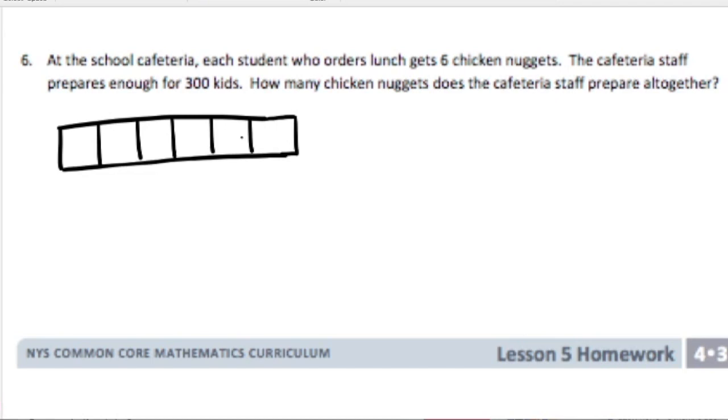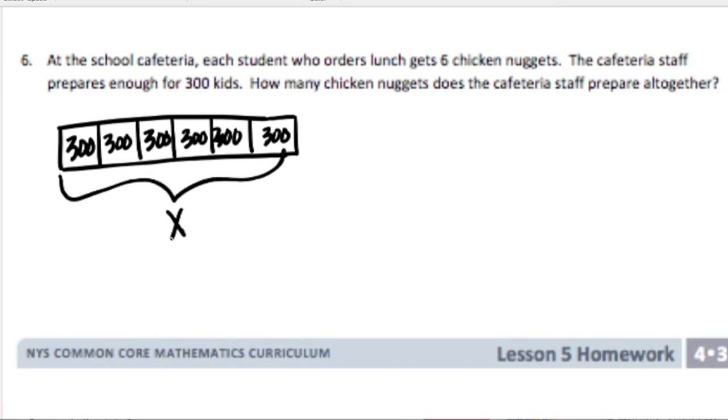So I'm going to do 6 chicken nuggets, and I'm going to put 300 in each box. You could also do 300 boxes and put 6 in each box, but that would, of course, take very long to do. We are doing, because we have to figure out what all of this is, right? So in order to solve for how many chicken nuggets they prepare, we are going to do 300 times 6, because each child gets 6 nuggets and there are 300 children.